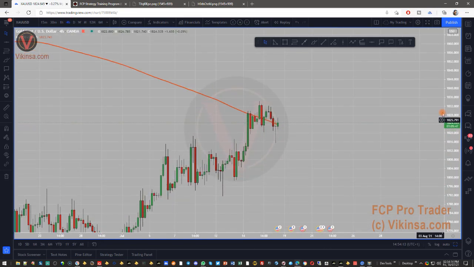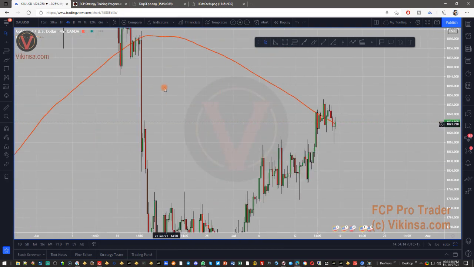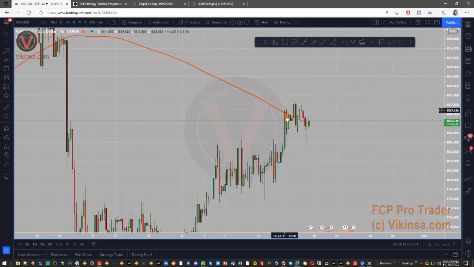Okay, now let's go to the 4-hour time frame. On the 4-hour time frame, a similar sort of thing is happening. For a long period of time, the market was away from the 200 moving average. It came back here, got rejected, tried to go back up above it, got rejected, and now it is again struggling with it. So right now this is struggling.